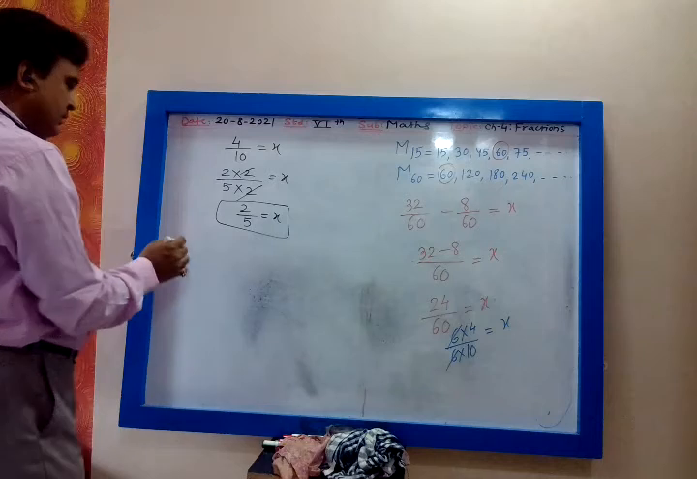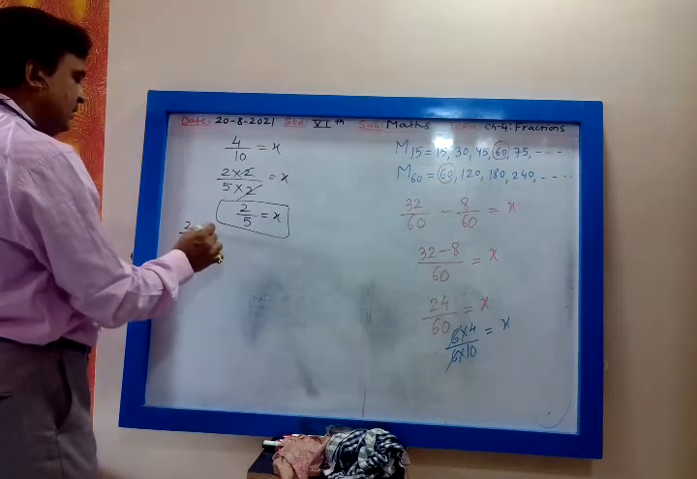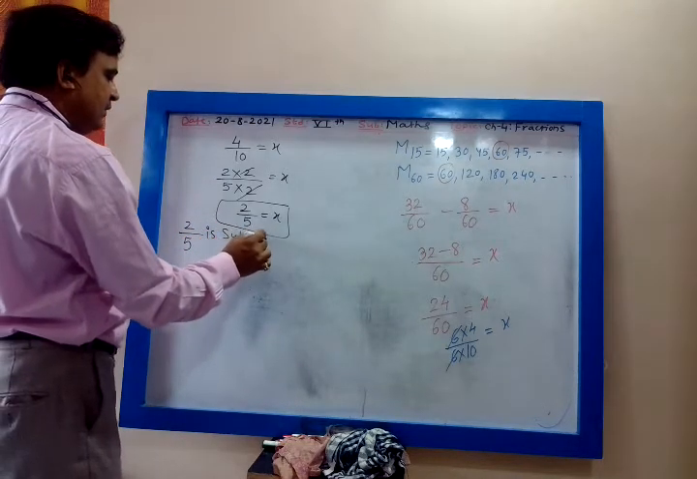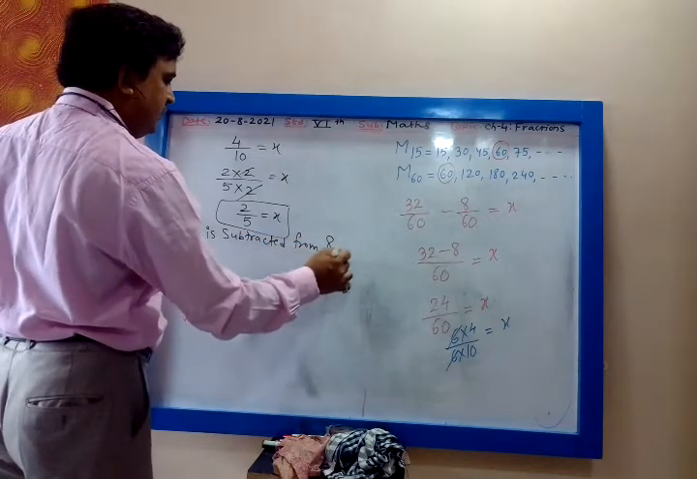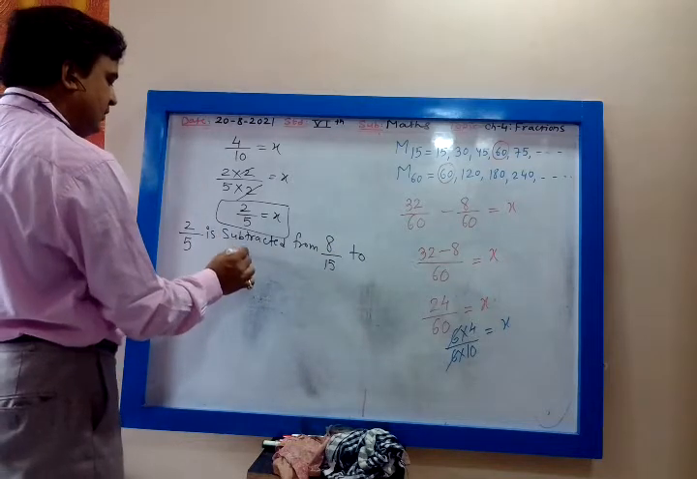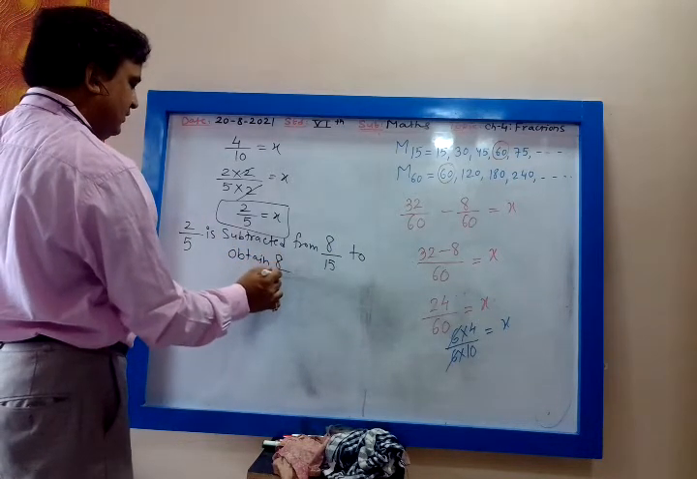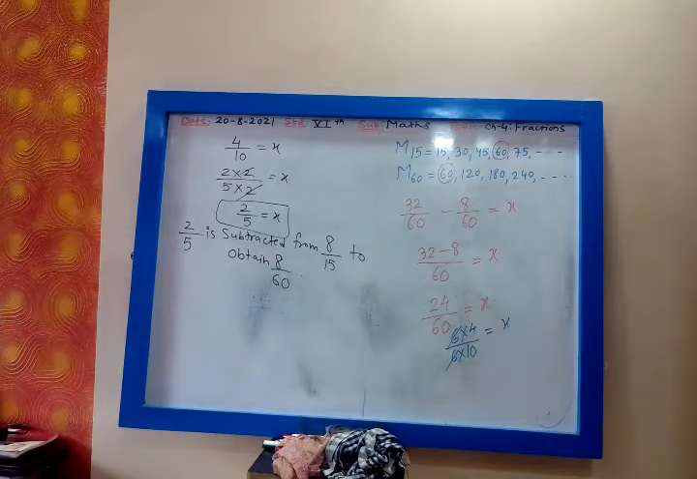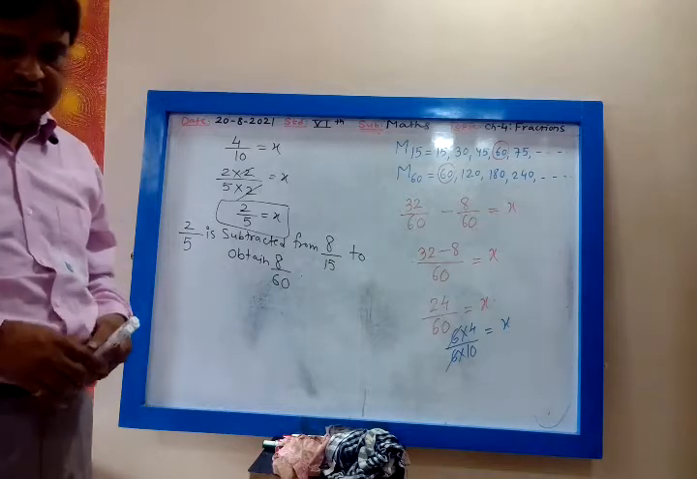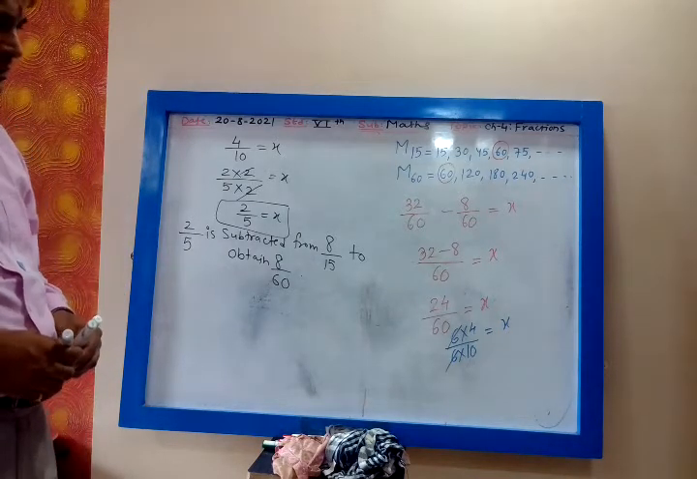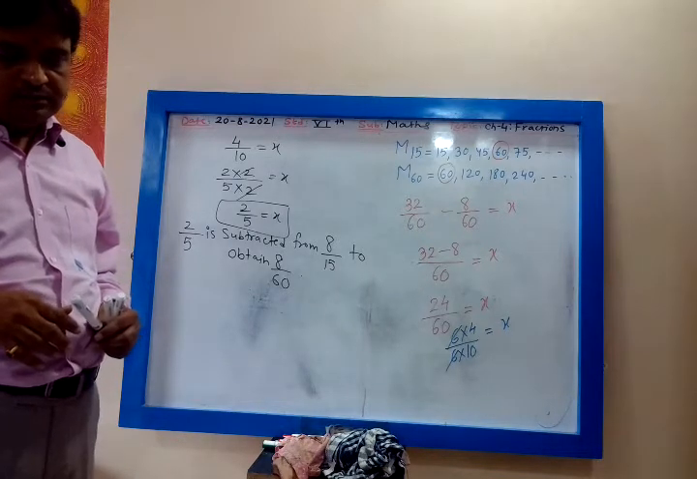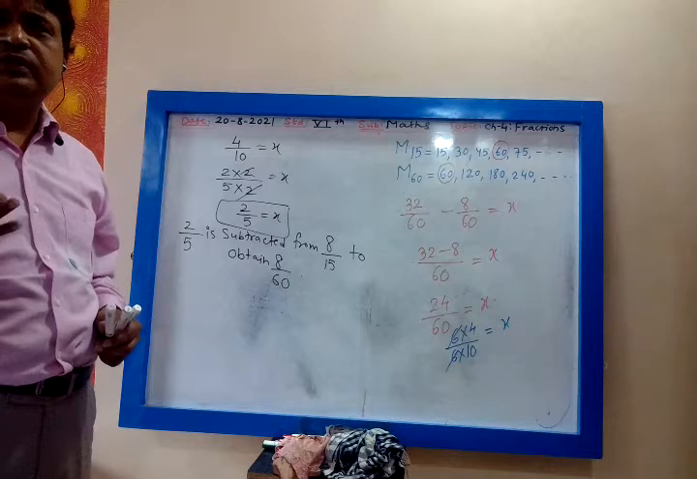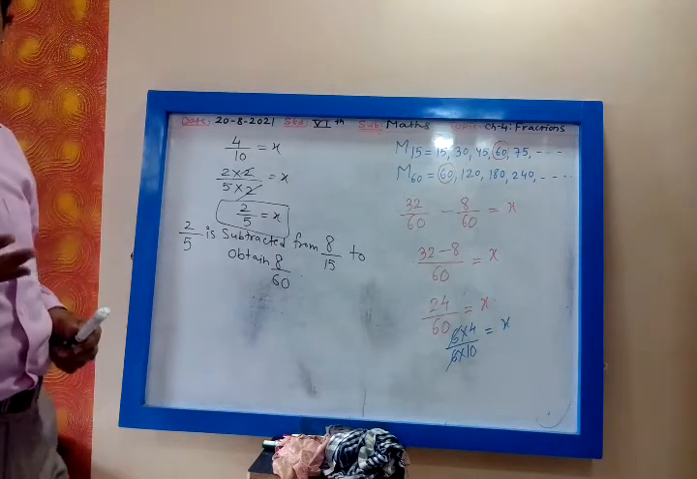So we write: 2 by 5 is subtracted from 8 by 15 to obtain 8 by 60. So we subtract 2 by 5. Is it clear? This question? You can see the video; I will upload this video now. You can see it afterward.